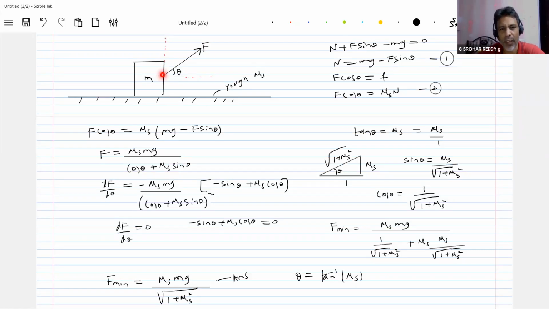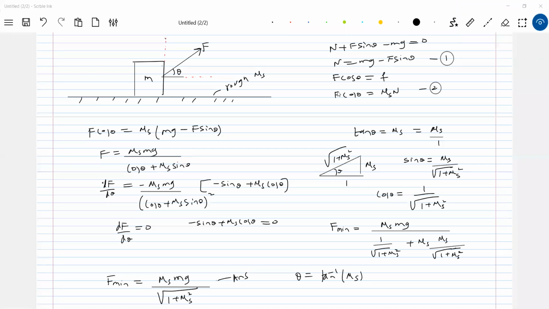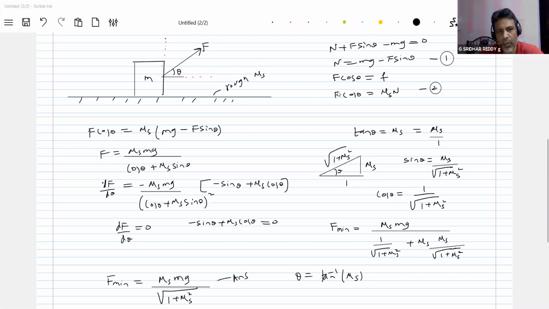When you apply force, if you pull horizontally, what is the force required? Mu s mg. When you apply force at an angle, why will the force become less than mu s mg? Because the component F sine theta will decrease the normal reaction. Then with less effort, we can pull the block very easily.